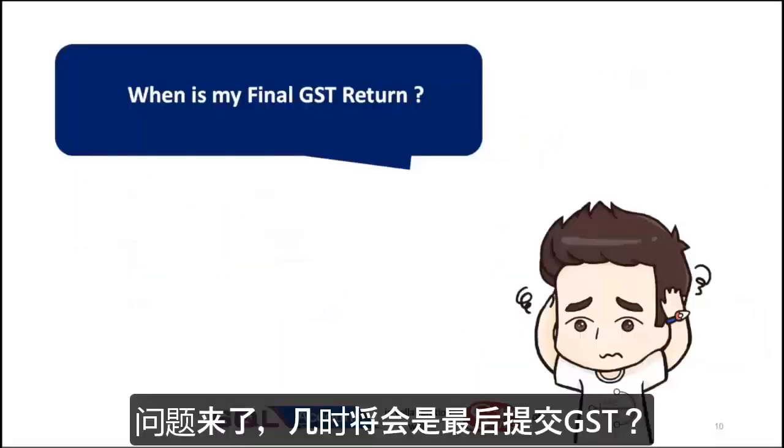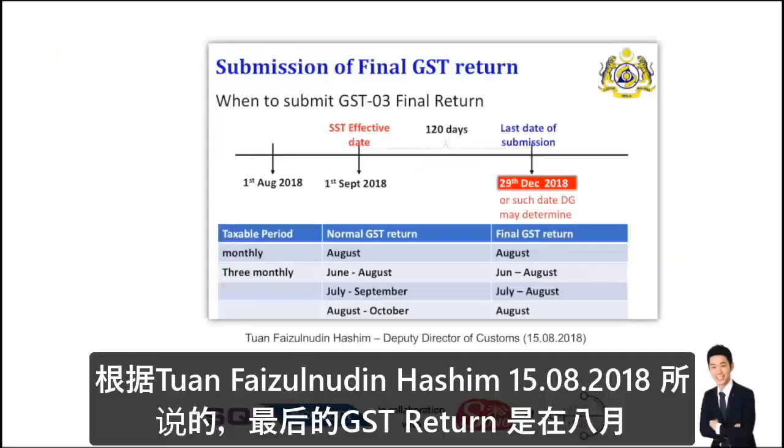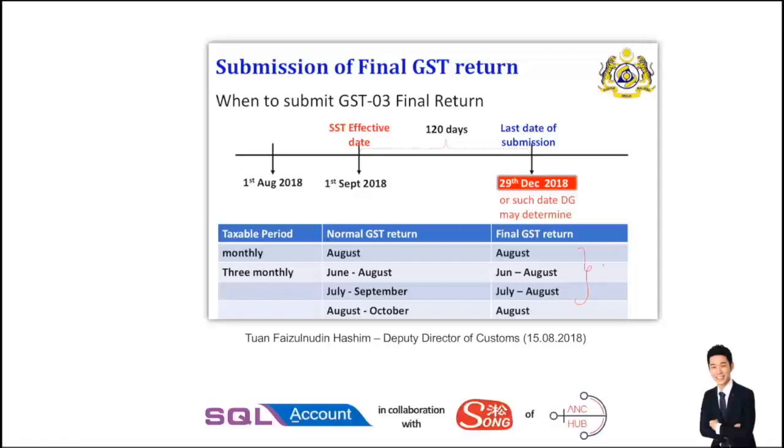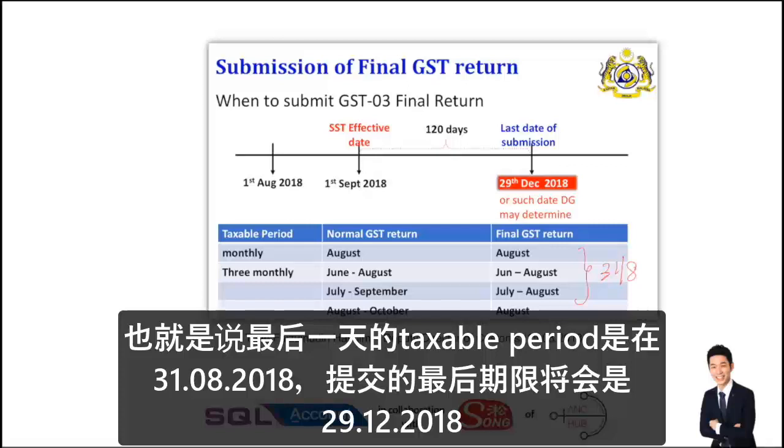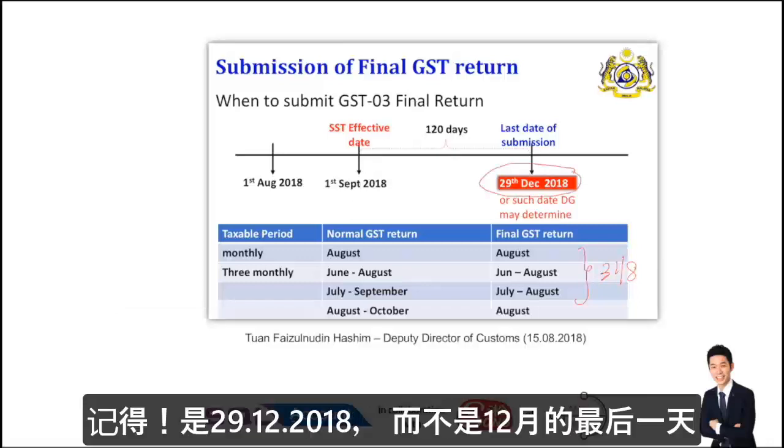The question is, when is my final GST return? Referring to Tuan Faizunuddin Hashim's presentation, Deputy Director of Customs, on August 15, the final GST return basically falls in August, with the last day of the taxable period being 31st of August. The due date to submit will be on the 29th of December. Remember, 29th December 2018, not the last day of December.